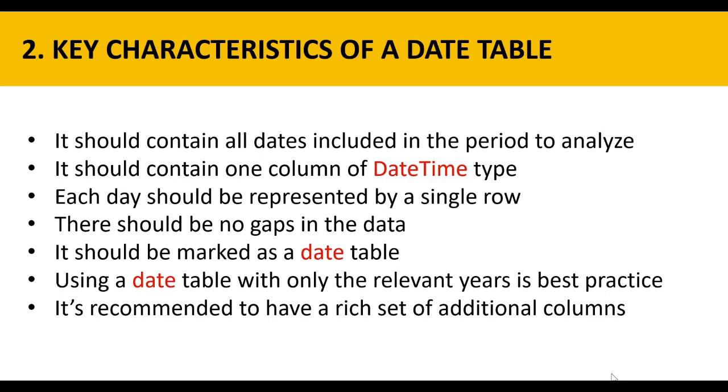The next point, it should be marked as a date table. This is really important. We're gonna explain a little bit more about this part as well later in this tutorial, okay? Using a date table with only the relevant years is best practice. So what does it mean? So if we have dates that go from 2010 to 2015, we want to have a date table that only contains those years because we don't want to have unnecessary information, right? So this is something that we should keep in mind as well, okay?